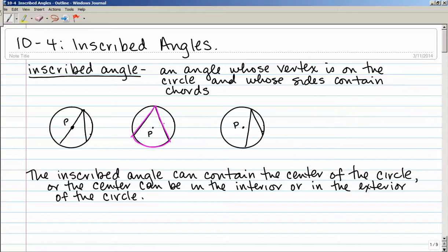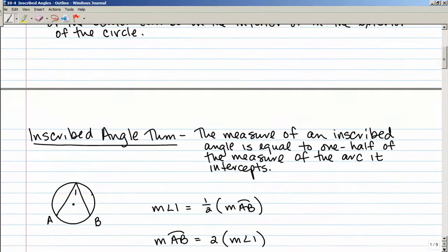So what he's done is created an inscribed angle. And it's called an inscribed angle because it's actually written inside the circle. Okay, so make sure you know the difference between an inscribed angle and a central angle.